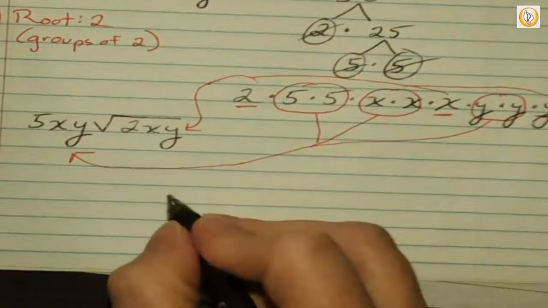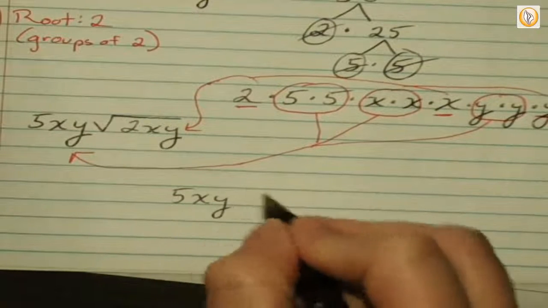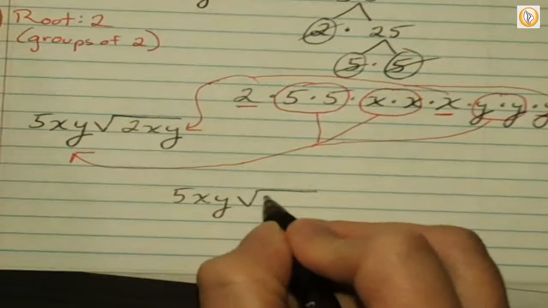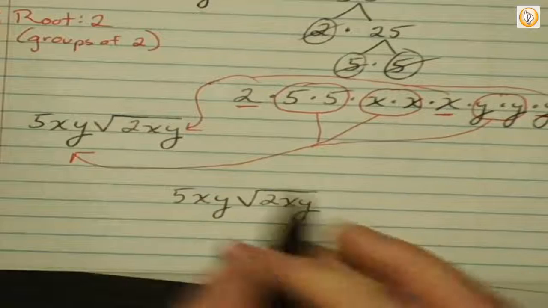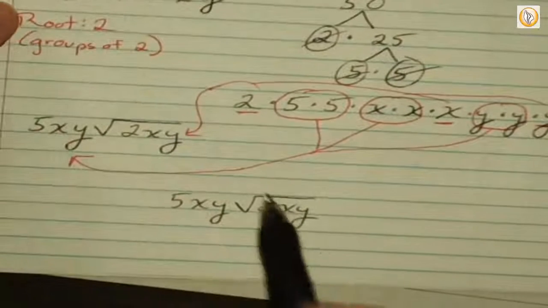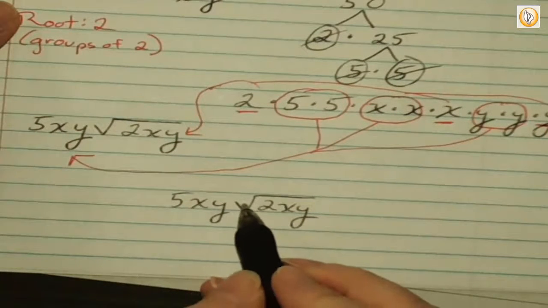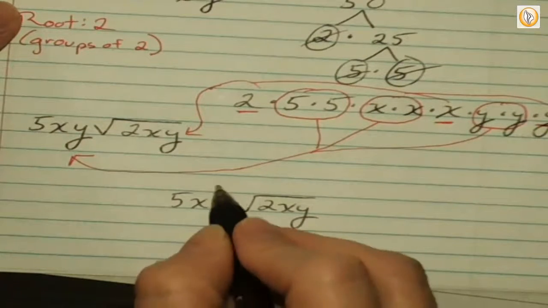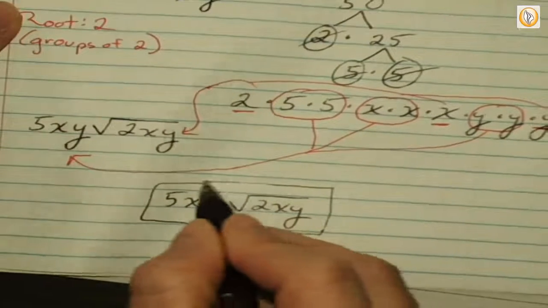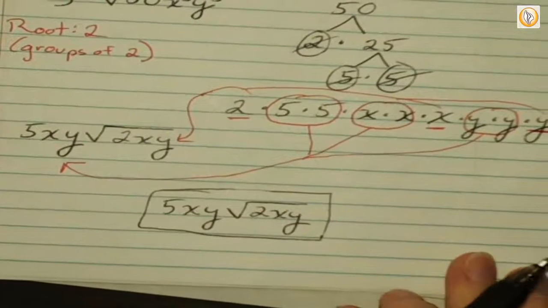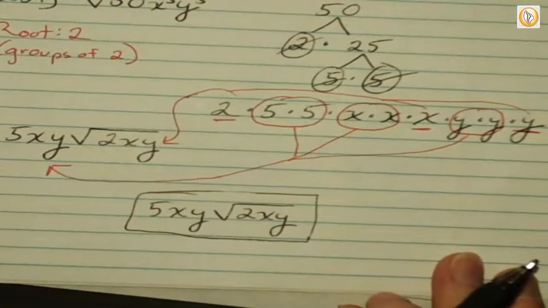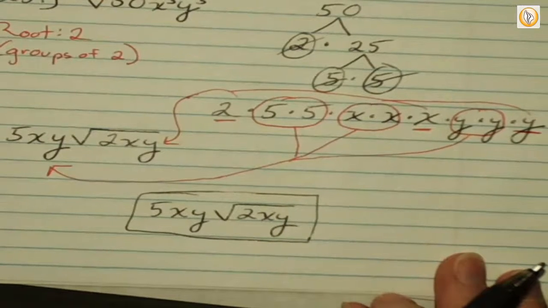So my answer is 5xy times square root of 2xy. And the root was 2, so we don't have to write a 2 here in the little check thingy. It's not wrong if you do. And there you are. Any questions? None?